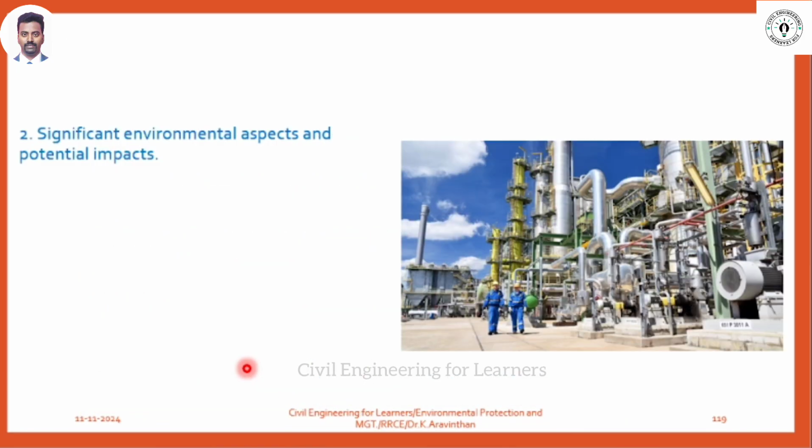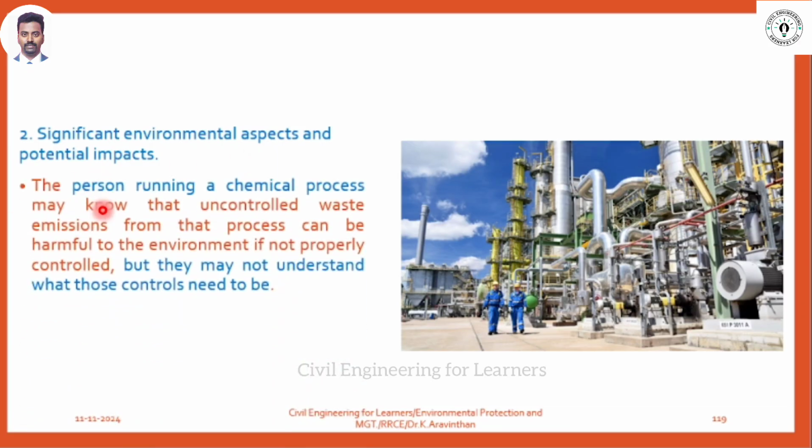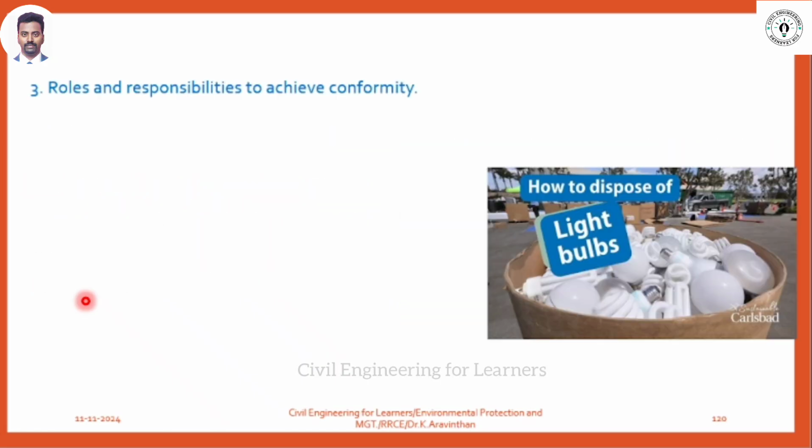Second thing, significant aspects and impacts. They can go through the processes of the industry. What are the processes going on in an industry? They can take the employees around the total area of the industry and they can learn the aspects and impacts. The person who is running a chemical process may not understand what the control needs to be. In a chemical manufacturing plant, he should be aware of what the consequences are if the chemicals are not under control.